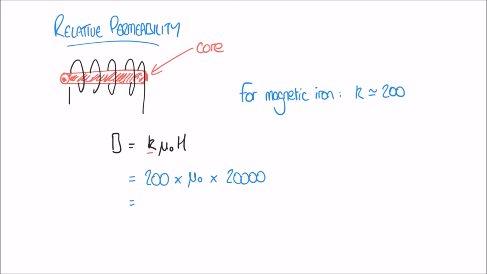And this gives me an answer of 5.03 Tesla. If you remember on our last slide, we had a result of 25.13 millitesla without the iron core. So we've gone from quite a small magnetic flux density, 25.13 millitesla, to a much larger magnetic flux density just by adding an iron core.